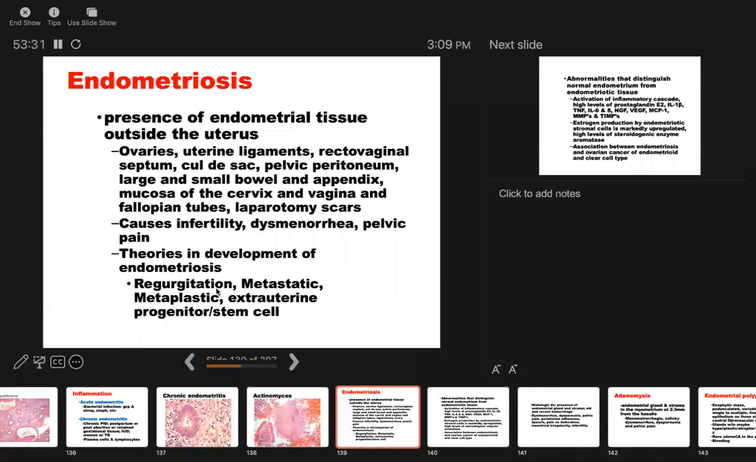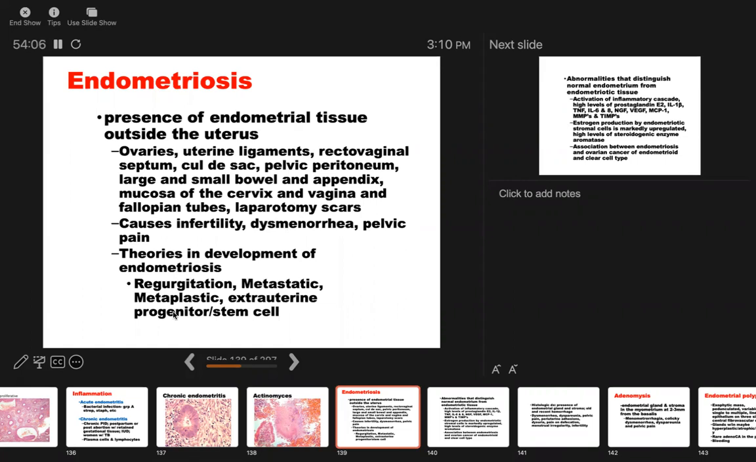There are 4 theories. One is regurgitation. They say that endometrial tissue implants at ectopic sites via retrograde flow of menstrual endometrium, or retrograde menstruation, through the fallopian tube. That is why you also bleed in these sites. The other one is the metastasis theory, which says that endometrial tissue from the uterus can spread to distant sites. That's why the term is metastasis, like these sites.